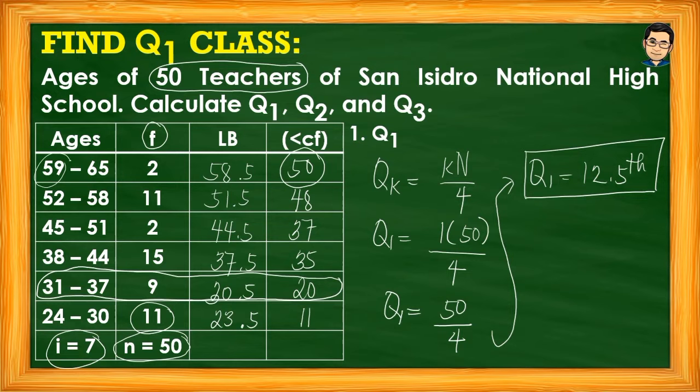So, dito sa 24 to 30, we only have 11. So, 11 is less than 12.5. So, pupunta ngayon tayo dito sa kasunod na class. So, ibig sabihin, nandito po ang ating Q sub 1 class. Okay.